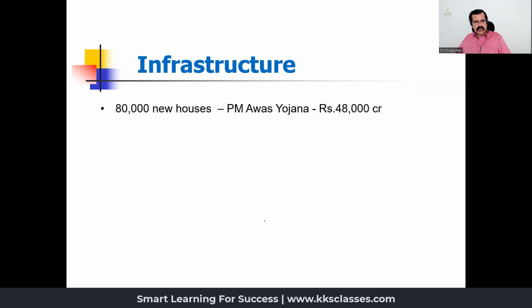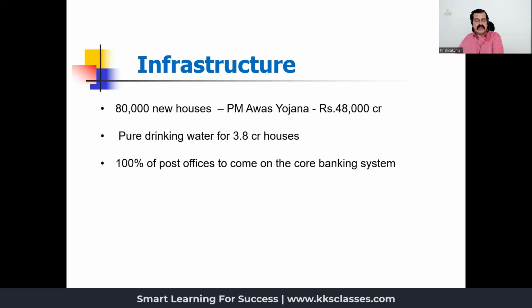80,000 new homes will be built under the PM Awas Yojana, and 48,000 crores would be spent on that. Pure drinking water will be made available to 3.8 crore households across the country. All the 1.5 lakh post offices would be brought under the core banking system, and that's excellent news, particularly for investors in post office schemes.